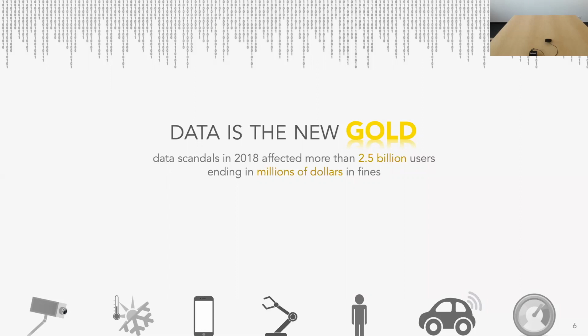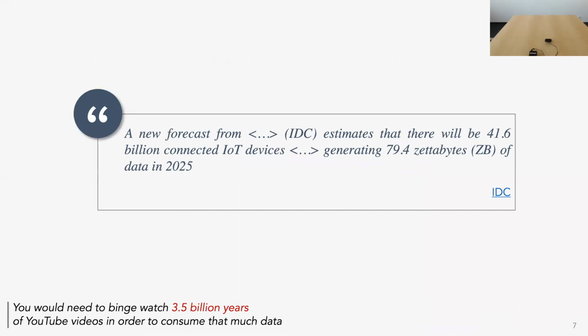Now, the thing is that data is coming from everywhere. And there are certain estimations, one of them is quoted here, that in 5 years from now, we will be handling around 40 billion IoT devices that are interconnected, that will generate more or less 80 zettabytes of data. Just to give you a quick idea of how much data this is, 80 zettabytes of data would be the same thing as if you would just binge watch 3.5 billion years of YouTube videos in a row. That's a lot of data.